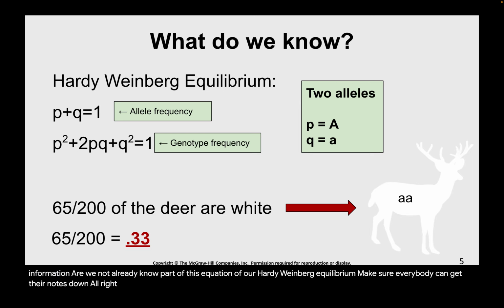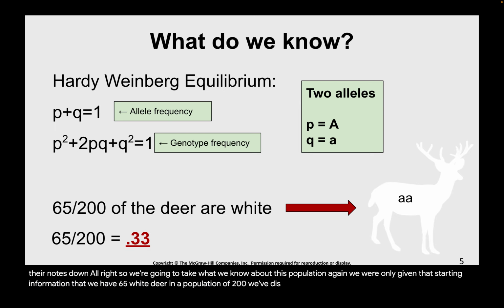All right, so we're going to take what we know about this population. And again, we were only given that starting information that we have 65 white deer in a population of 200. We've dissected that information out, and we've gotten all of this information as a result.